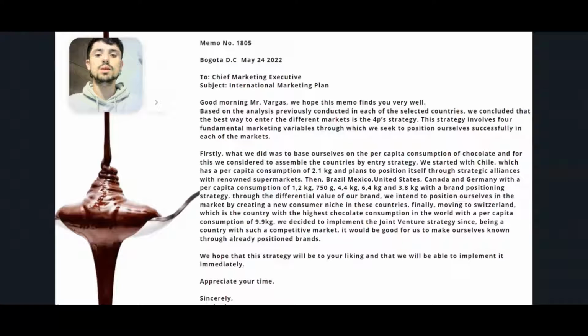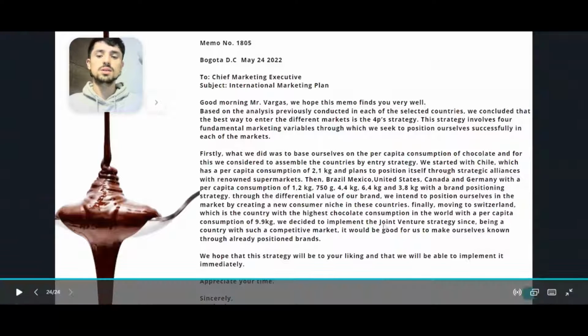And finally, moving to Switzerland, which is the country with the highest chocolate consumption in the world with a per capita consumption of 9.9 kilograms, we decided to implement the joint venture strategy. Since it is a country with such a competitive market, it will be good for us to make ourselves known through already positioned brands. We hope that this strategy will be to your liking and that we will be able to implement it immediately. Appreciate your time. Sincerely, Selva Latte. Thank you so much.